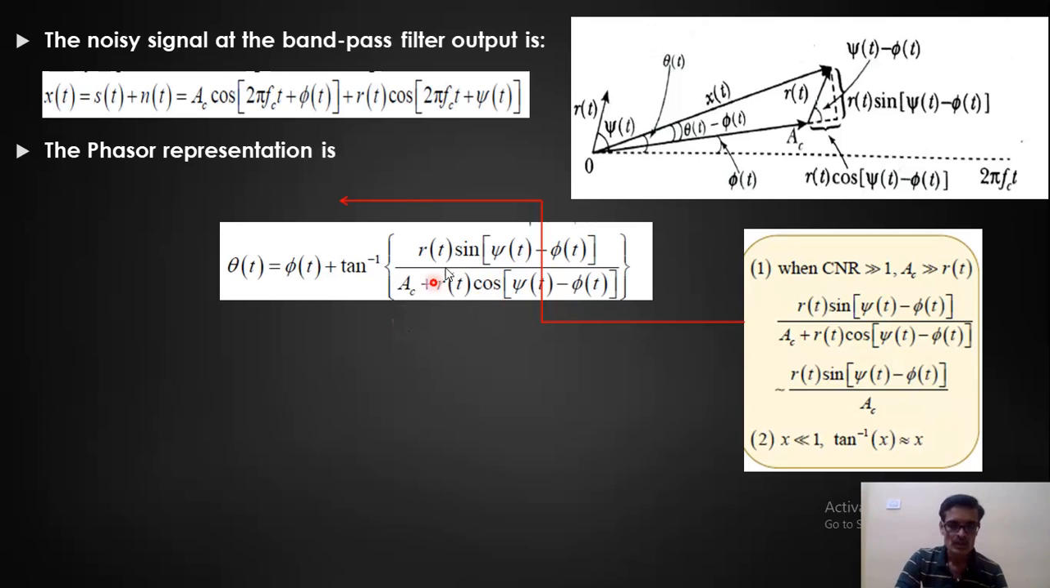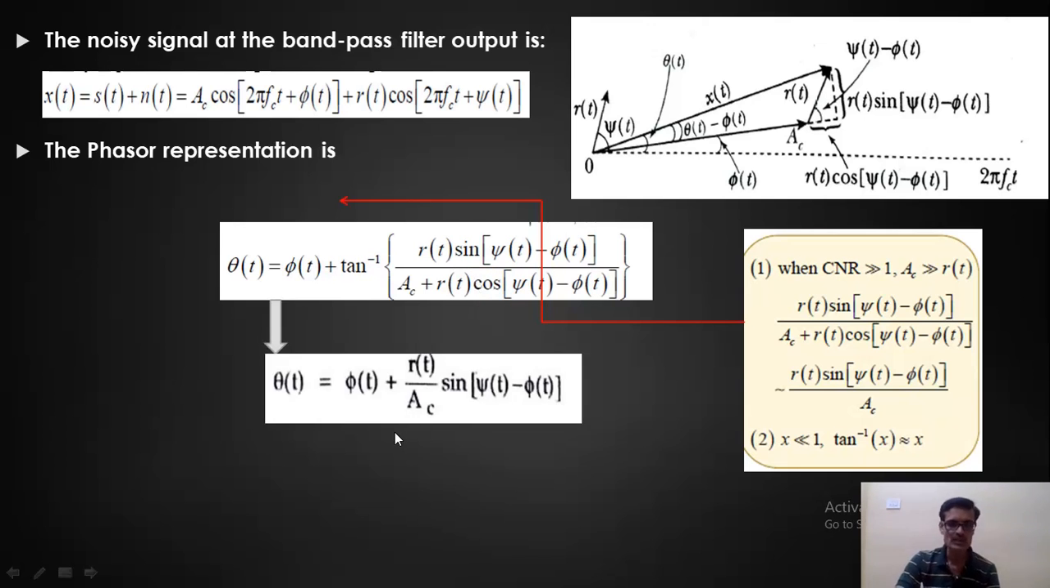So AC is very much higher. The numerator is a smaller quantity because it is a noise component, right? So this is tan inverse of a smaller number. This ratio is always a small number because the denominator is very much higher than the numerator. Tan inverse of a small number x is nearly equal to x, so I can omit this tan inverse and write an equation like this.